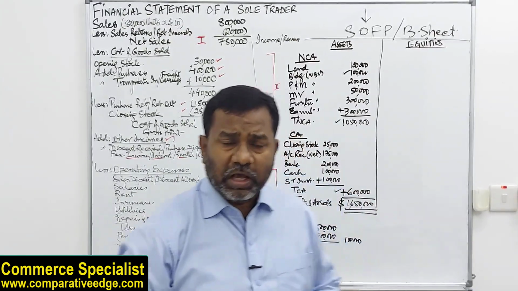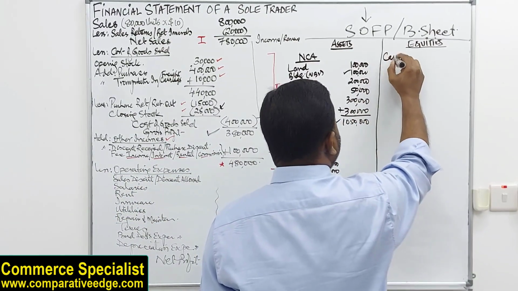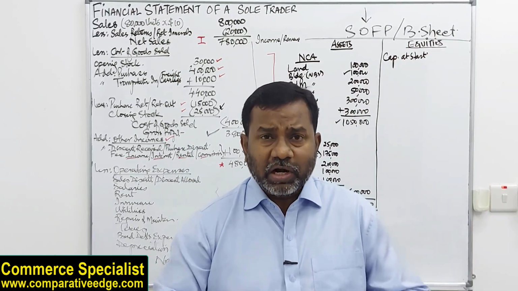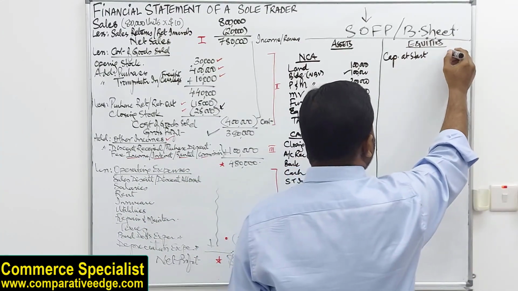So let's start off with capital because we're talking about a sole trader. I'm starting with capital at start. Capital at start means the initial investment. When he started the business, how much did he invest in the beginning? I'm assuming it to be 800,000.